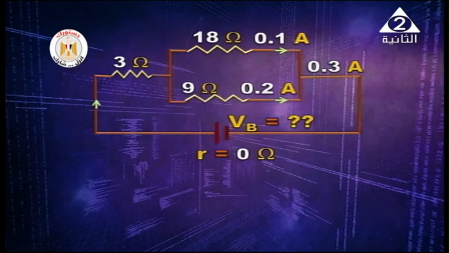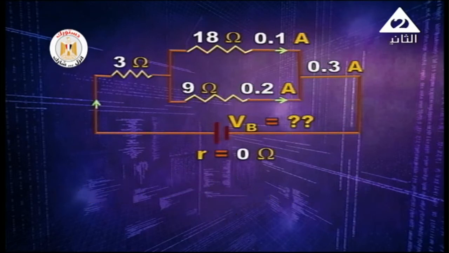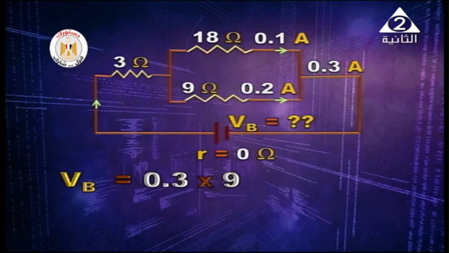And this is quite clear because the sum of the two currents, 0.1 and 0.2, will give the current passing through the 3 ohm resistor, which is 0.3. So R equivalent in this case is 18 times 9 over 18 plus 9, plus 3. It is 9. V battery equals I times R equivalent. It is 0.3 times 9. It is 2.7 volt.